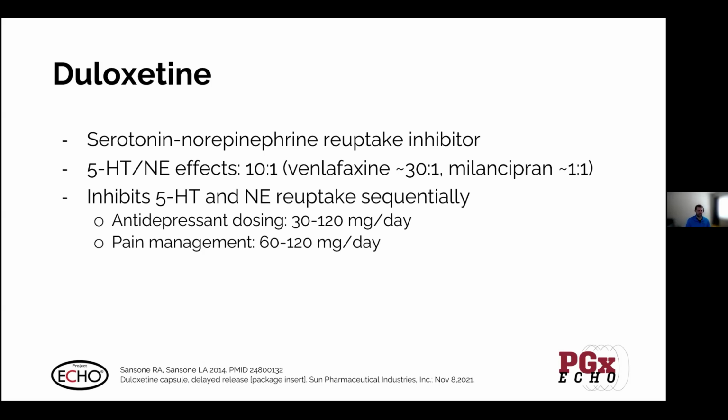Important also to highlight that the inhibition is sequential. So at lower doses, we're going to see greater inhibitory effects at the serotonin transporter. And then as we get to higher doses, we're going to see that blockade at the norepinephrine transporter. And so although there's a wide range of dosing for both indications, we generally can see a lower effective dosing for antidepressant use, whereas we might need higher doses for pain management.